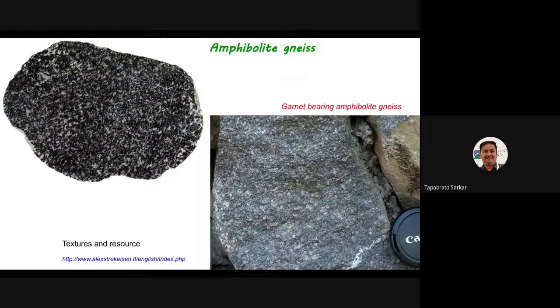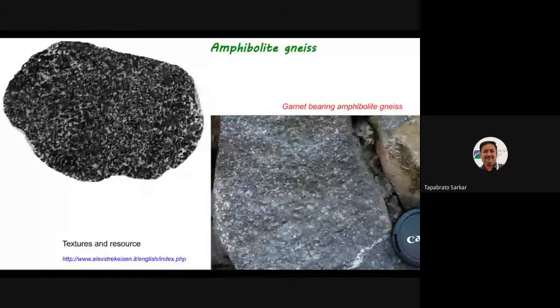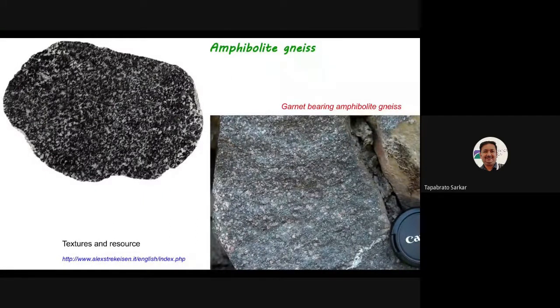If it has a gneissic texture, then it is called an amphibolite gneiss. If it does not have a gneissic texture, it is just called an amphibolite. The gneissic texture sometimes is not visible in the hand specimen. Maybe you have to look at the outcrop to see the foliation. But many times the foliation cannot be seen, and then we call it only an amphibolite. The picture here is a garnet bearing amphibolite. If you can see the red dots, these are actually the garnet, and this is a garnet bearing amphibolite gneiss.